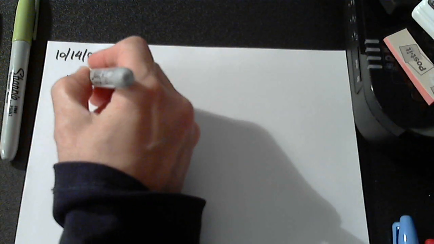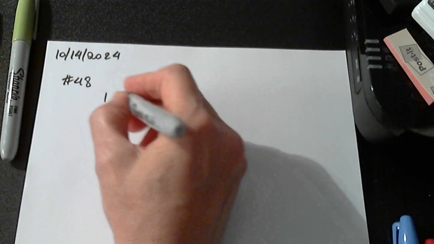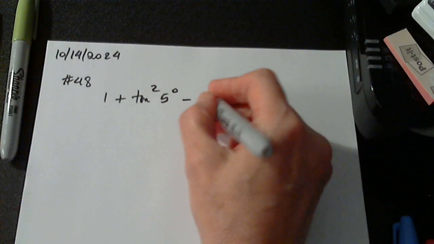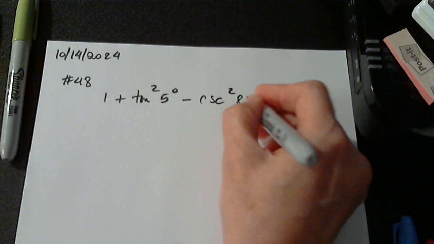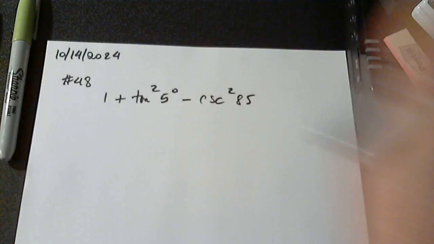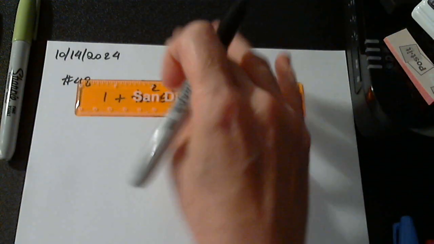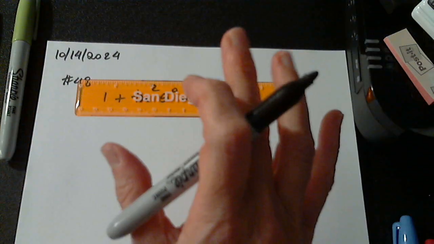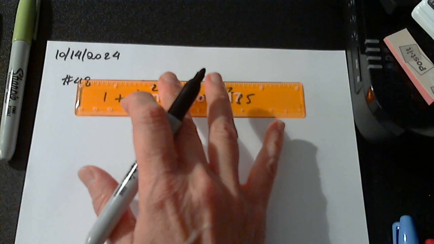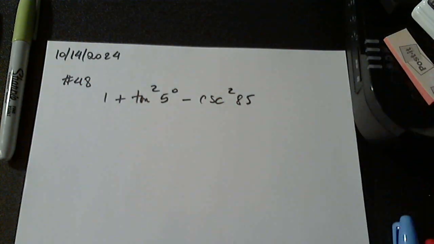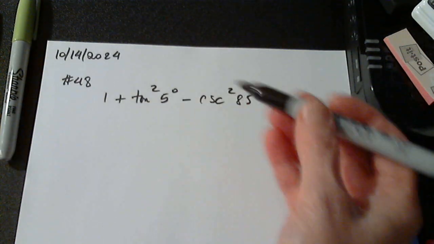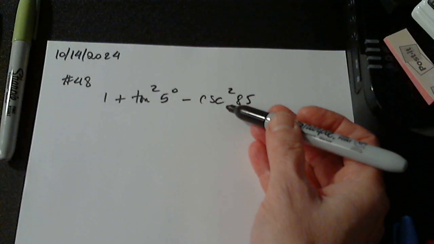It's question 48 from the textbook: 1 plus tangent squared 5 degrees minus cosecant squared 85 degrees. When we look at a problem, the idea may not come to you right away. So maybe this is one of them. But all we have is ratios. Tangent is sine over cosine, and cosecant is 1 over sine.